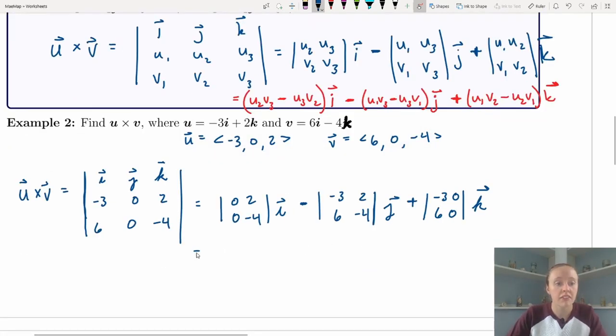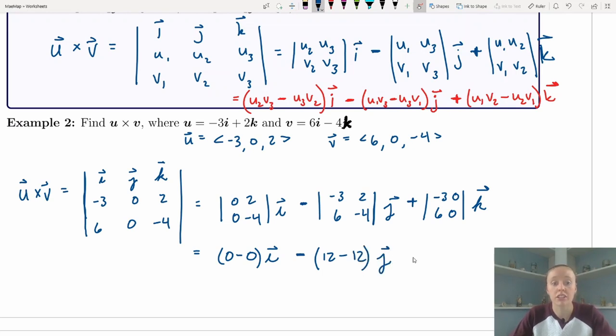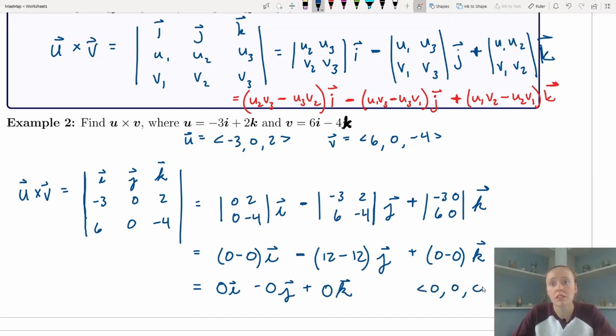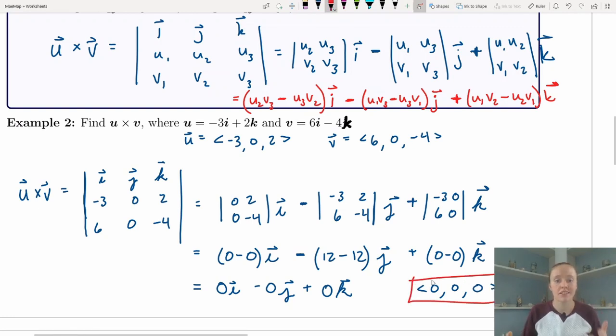So let's go ahead and write this out. 0 times negative 4 minus 2 times 0, that's going to be 0 minus 0 times i. And then I'm subtracting negative 3 times negative 4 is 12 minus 2 times 6, which is 12, times vector j, plus negative 3 times 0 minus 0 times 6. So that's going to be 0 minus 0 times k. So if you see, I'll get 0i minus 0j plus 0k, the vector I get here is 0, 0, 0. I just got the 0 vector.